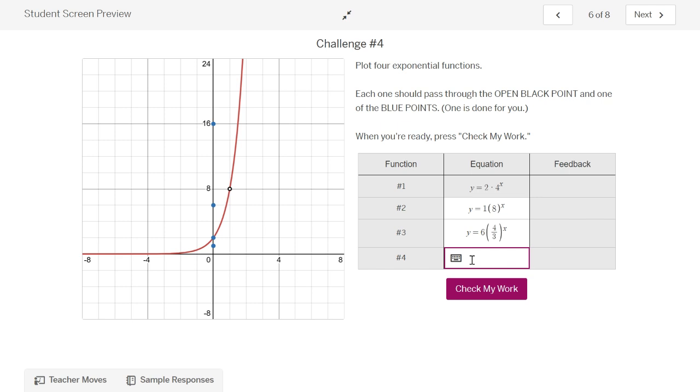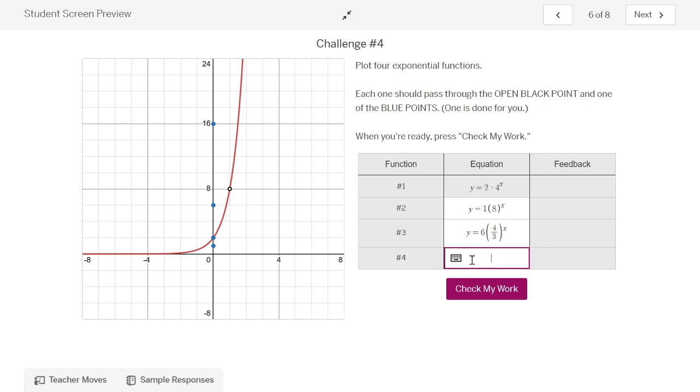Our last one is right here. All right. What's the y value right there? That's 16. So your a for this one is equal to 16. Now, how do I get from 16 to 8? You multiply by 1/2. Because technically, you divide by 2 to get from 16 to 8, but that's the same thing as multiplying by 1/2.